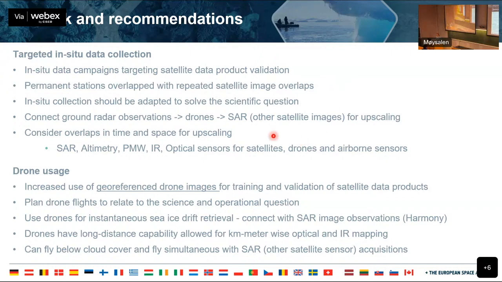Connect ground radar observations with drones, with SAR and other satellite images for upscaling, and consider the overlaps in time and space. Drones are a fantastic, reasonably new tool that we have. They increase the use of geo-referenced drone images. The georeferencing here is key. The ice is drifting, so we needed to have it so that we can align them.